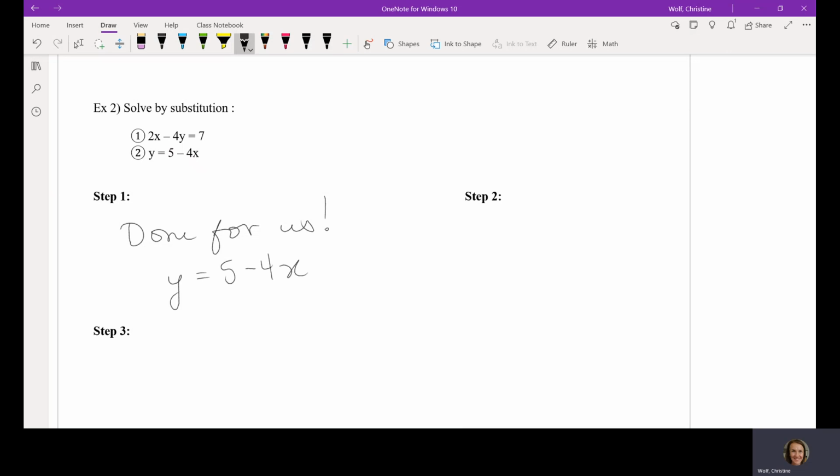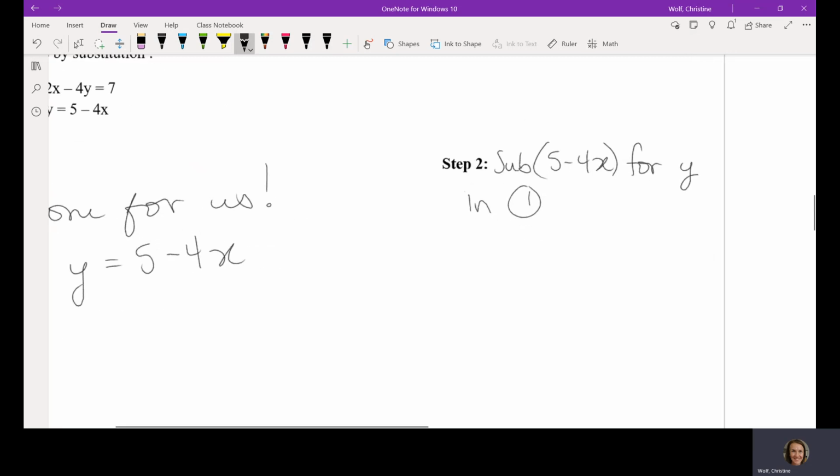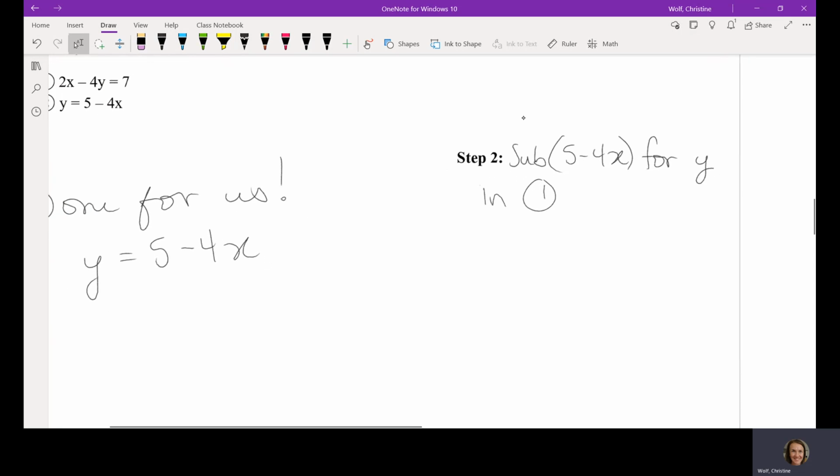So step 2 means that we sub that value, 5 minus 4x, for y, because it's y equals this time. So we sub that in for y in the other equation we haven't used yet, which is equation 1. Equation 1 is 2x minus 4y equals 7. So where I see a y, I'm going to open up the bracket and substitute what y equaled over here, and that equals 7.